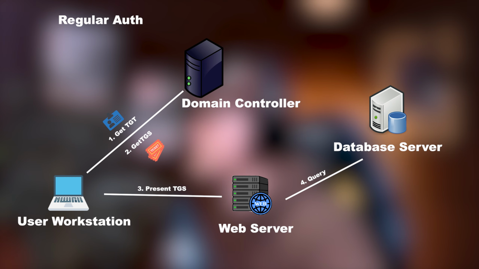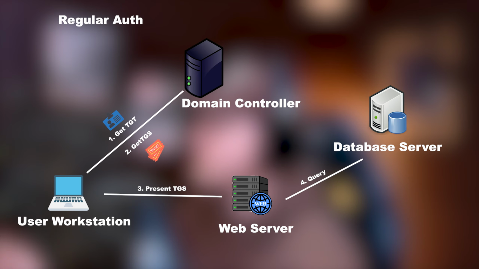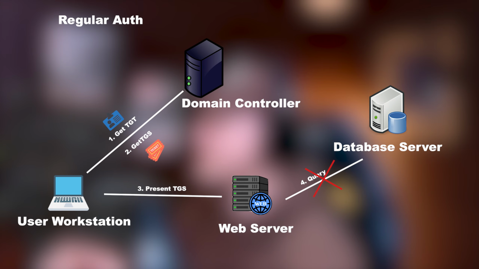To get started, we need to understand what's known as the double hop problem with Kerberos. So in this example, a user's workstation presents their ticket granting ticket to the domain controller. In exchange, they get a service ticket, which allows them to temporarily access the web server. When this user presents that ticket to the web server, it might need to retrieve information associated with their account by querying the backend database also on the network. The problem with this is that the database server won't accept a service ticket that was originally intended for the web server.